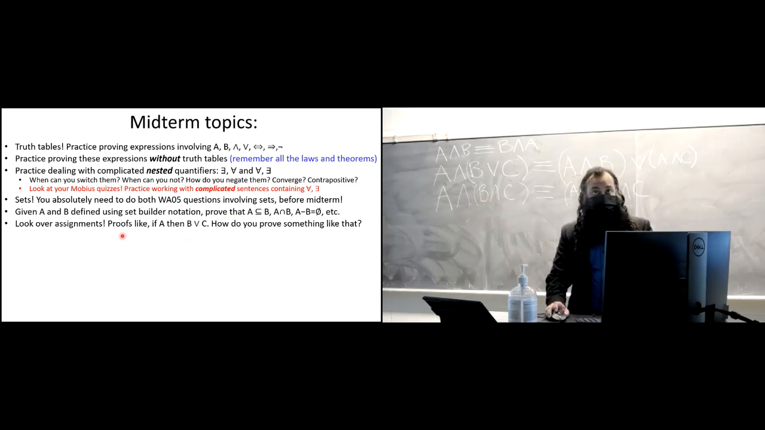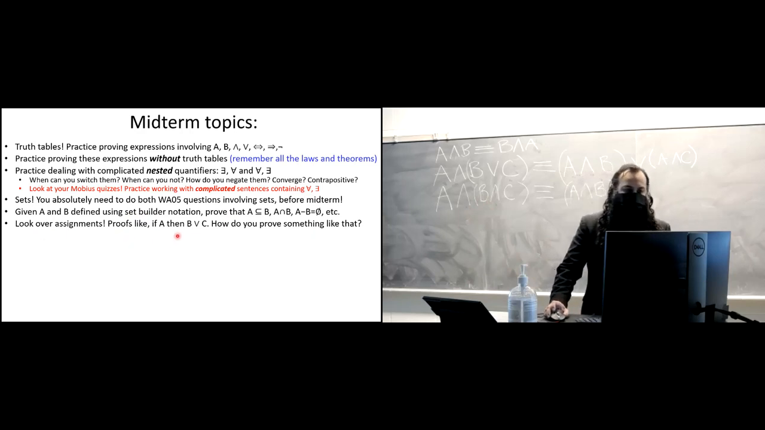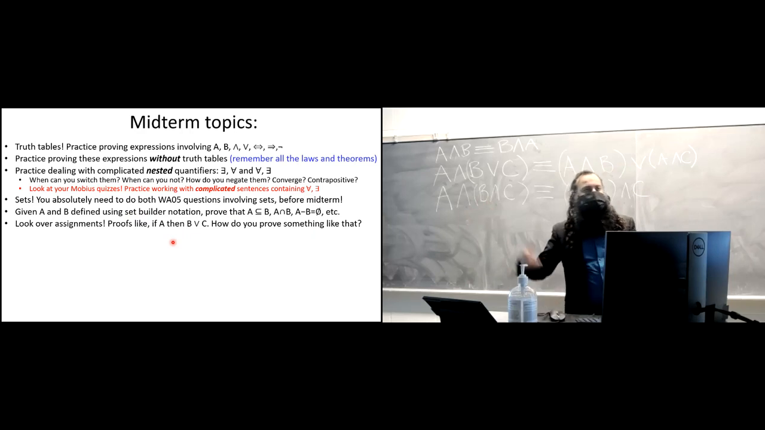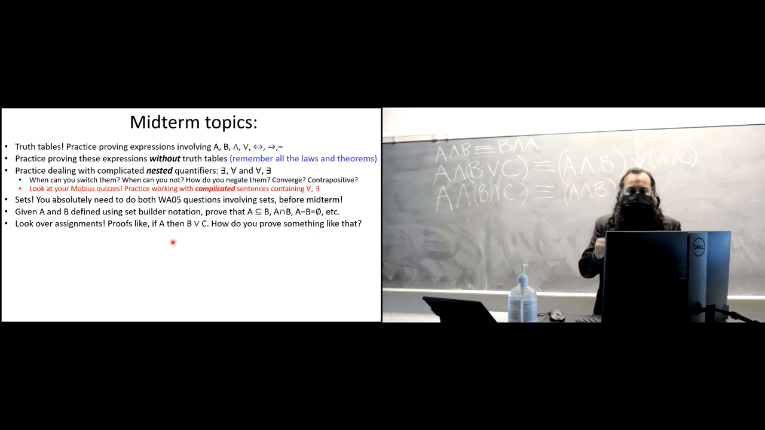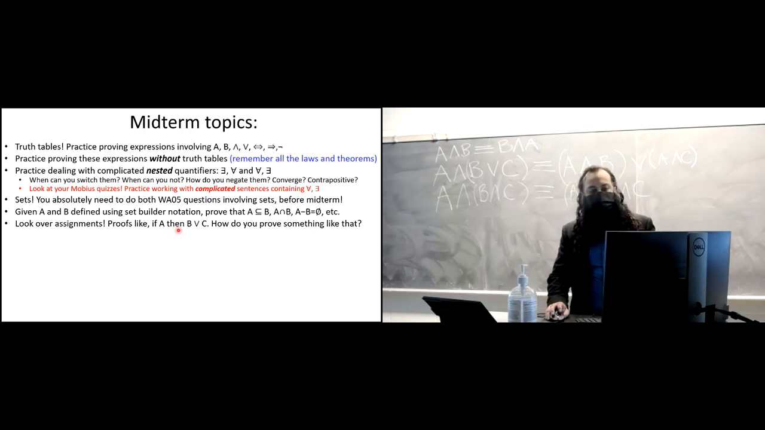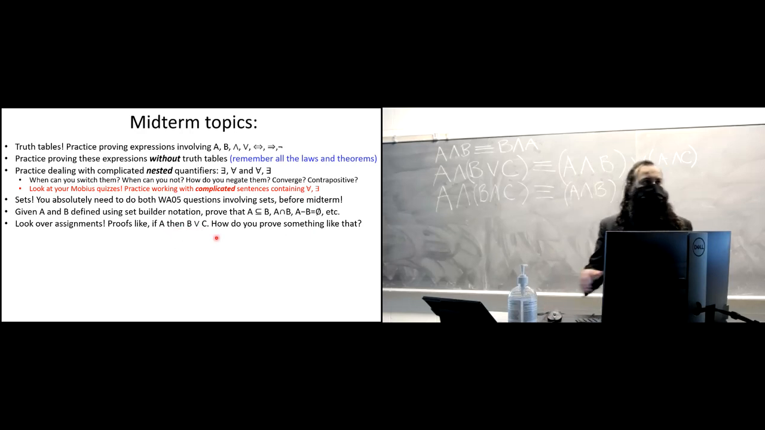Look over the assignments. So look over all of the assignments. Okay, assignment 3 had things like if A, then B or C. You have to know how to prove that, okay? Do you have to prove that A implies B and A implies C, or do you just need to prove that one of them is true? What if you have A and B implies C or D? Then what do you have to prove?